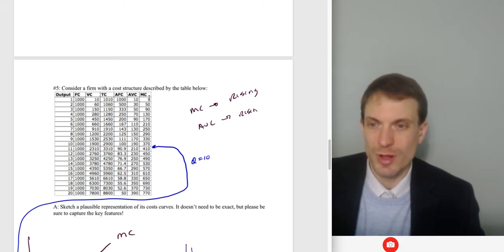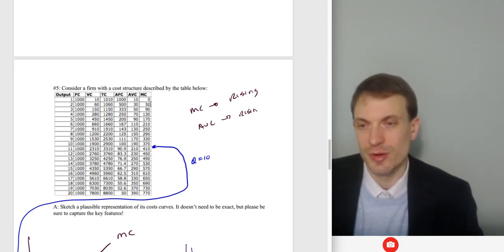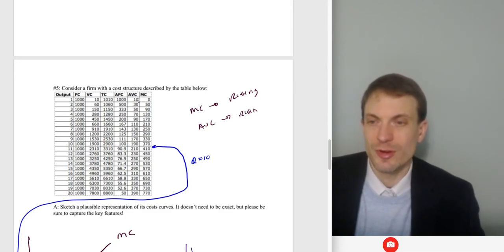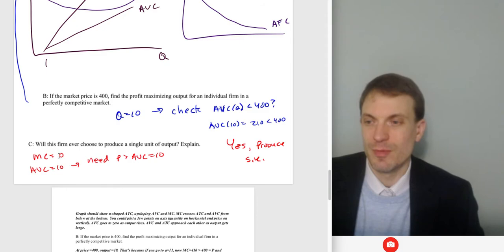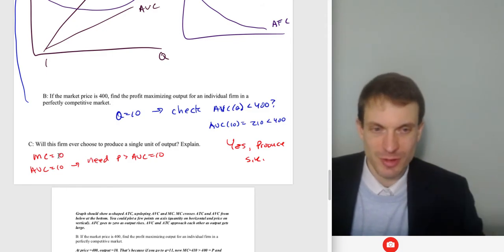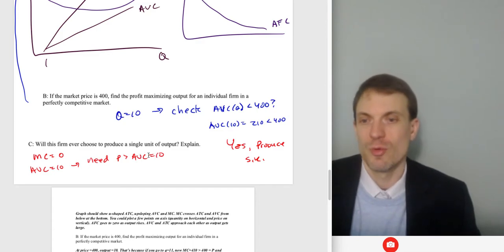But wait, what if price was bigger than 10? What if price was 20? If price is 20, we still are only going to produce 1 unit. We're not going to produce the second unit because price of 20 is smaller than 50. But if the price is 20, that's bigger than the average variable cost associated with producing 1 unit. So that's why I said marginal cost is 0, average variable cost is going to be 10. So we would need price to be bigger than average variable cost, which is 10, to want to produce here.